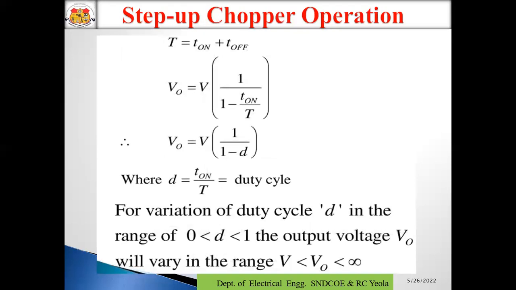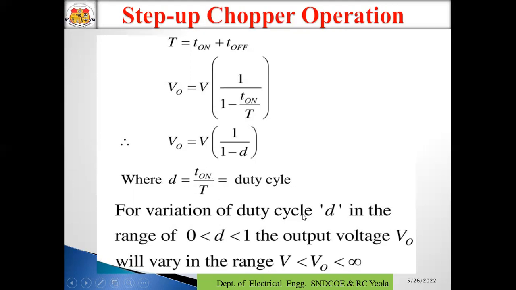Now, going into the detail of the chopper operation, the total time T is equal to T on plus T off. If we put this value in the equation, the new equation will be V0 is equal to V times 1 upon (1 minus T on upon T). And we can write this equation again in the next form, V0 is equal to V times 1 upon (1 minus D), where D is the duty cycle or duty ratio, that is, T on upon T.